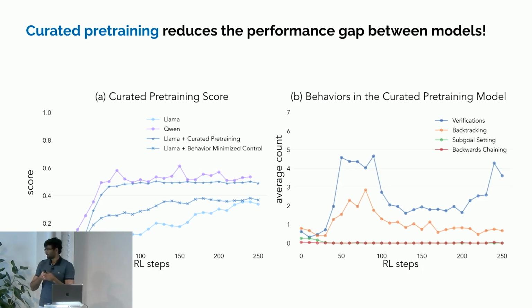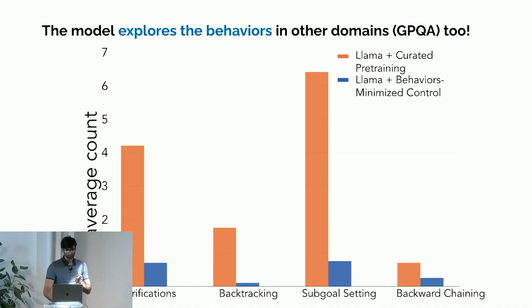And here are the results that we see. The result that I want you to pay particular attention to are the two lines between the light blue and the purple. You can see that with the behavior minimized SFT data, the model doesn't meaningfully do any better, as compared to when it is SFT'd on this curated pre-training set, which now manages to match the Quen performance. And when we ran our behavioral probes on this curated pre-training SFT LLaMA model, we see that it demonstrates both verification and backtracking, similar to what Quen was doing when we ran our behavioral probes on Quen.